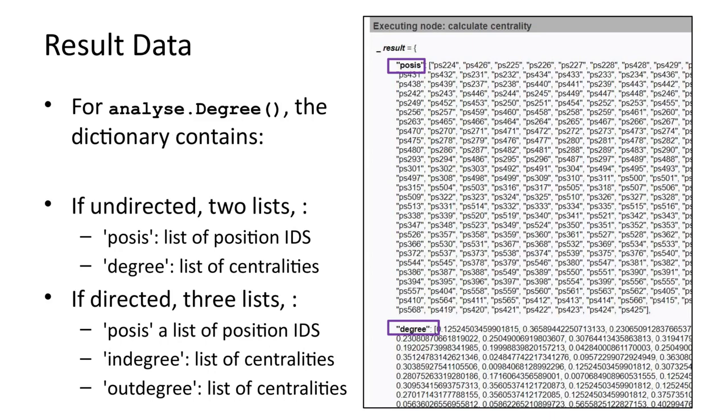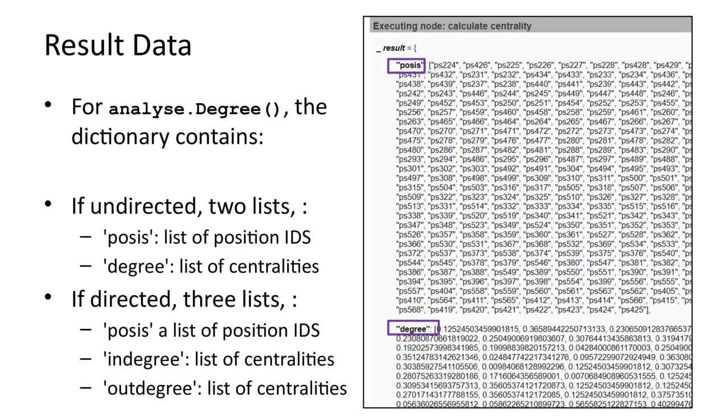The data returned by analyze.Degree function differs, depending on whether the network is undirected or directed. In both cases, the dictionary will have a posis key, which is a list of positions. If the network is undirected, the dictionary will have one additional list. The list is the degree centrality values, which can be retrieved using the degree key. The image shows the data for an undirected network.